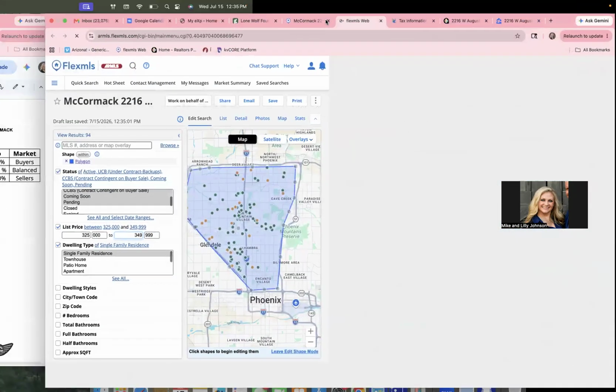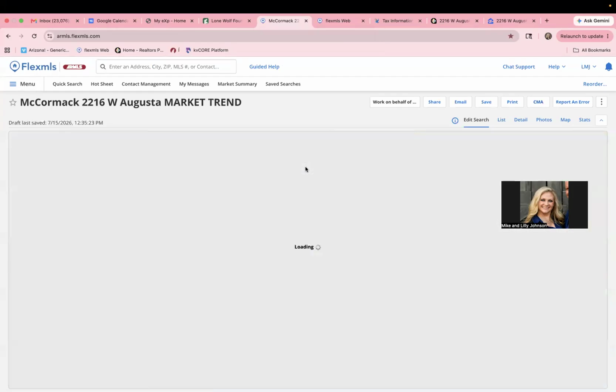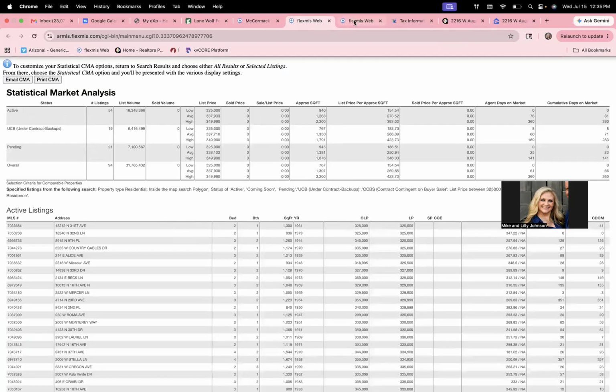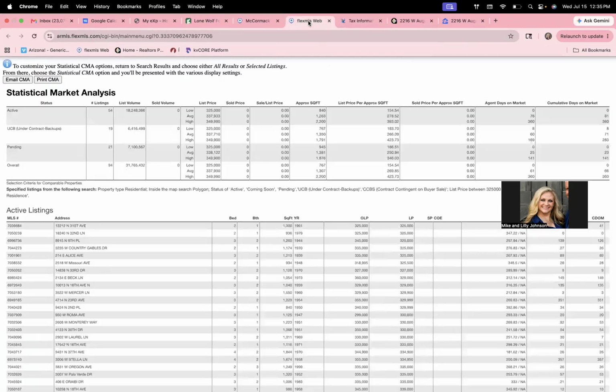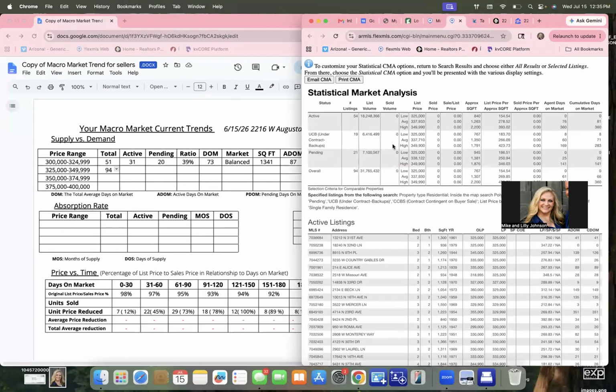I can't see what I'm doing, so I got to make this a little bit bigger. I'm going to click that CMA statistical one-page report again. Unless I click something wrong. No, okay, there it is. All right, I'm going to close out of this one because this is my old one. Now I got my new one. I don't want to get confused. Okay, active, I have 54.